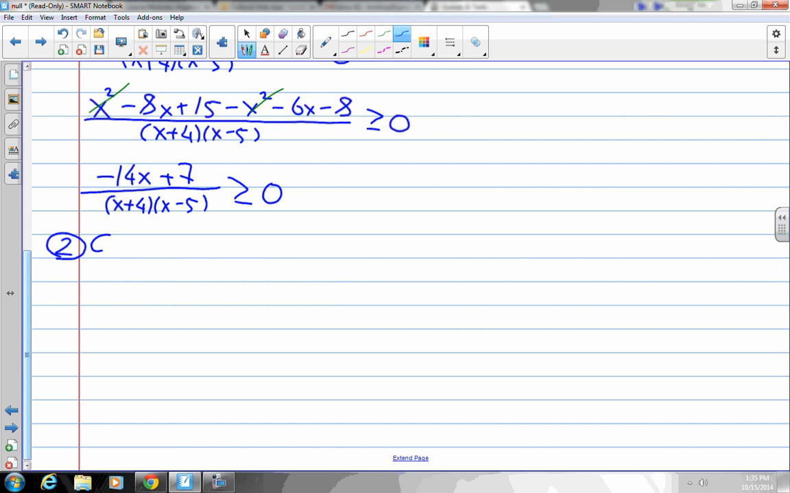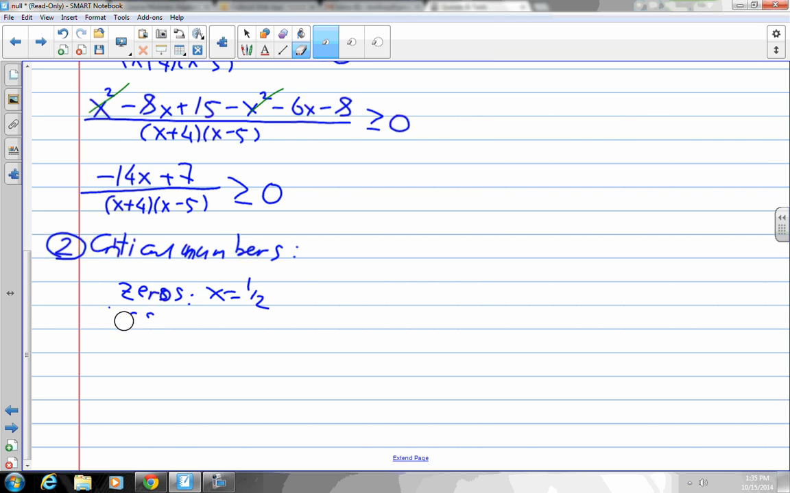So the critical numbers are, the zeros here, whatever makes the numerator equal 0, which is positive 1/2. Do you agree with that? Positive 1/2 makes the numerator equal 0, so that's a 0 of that function. And the vertical asymptotes are negative 4 and positive 5, right?